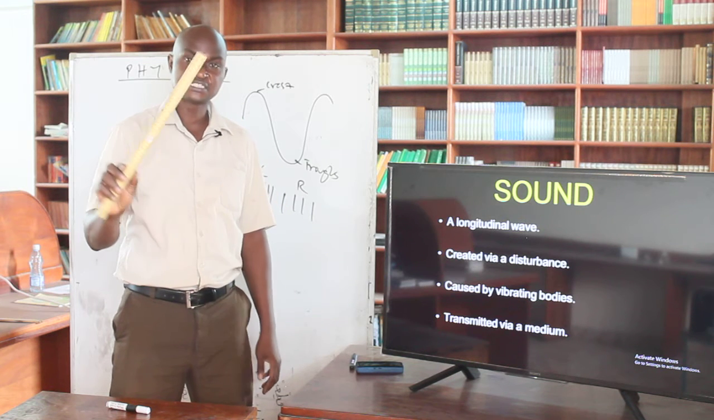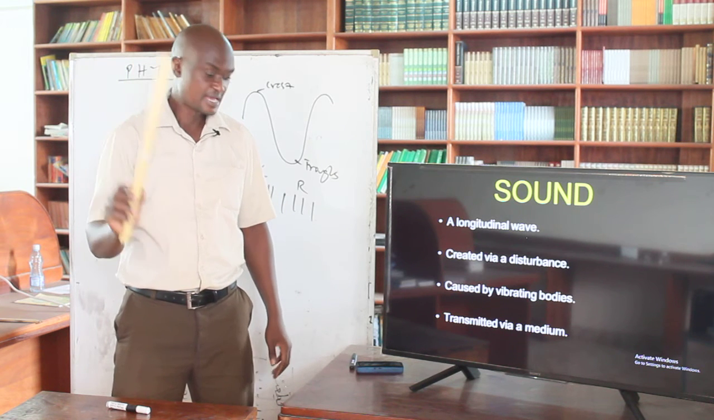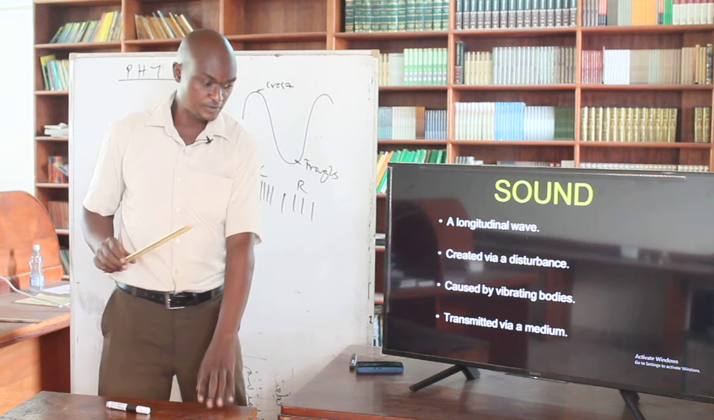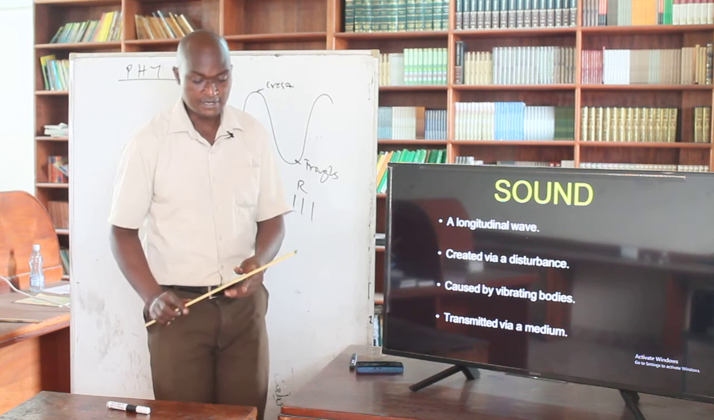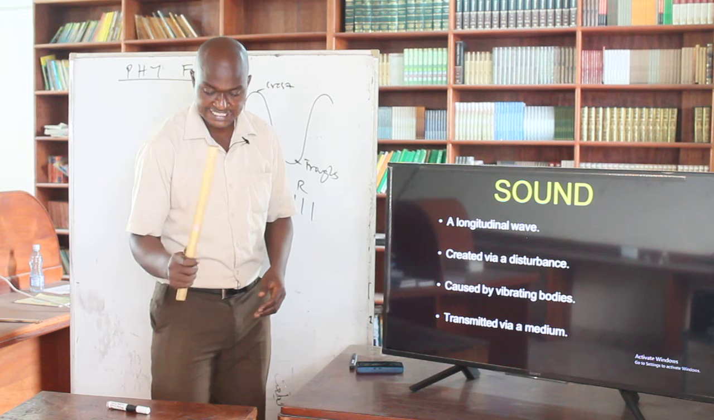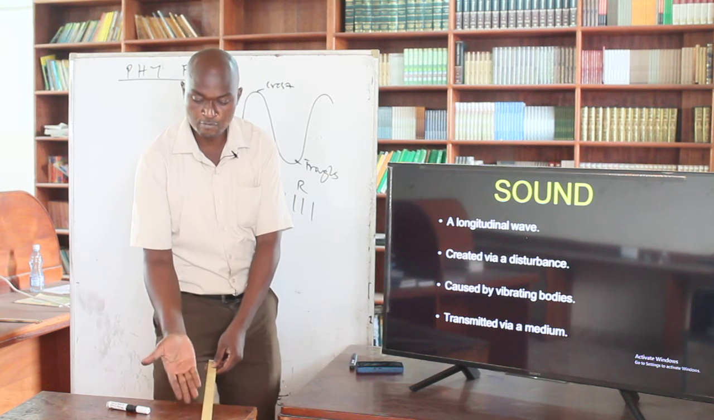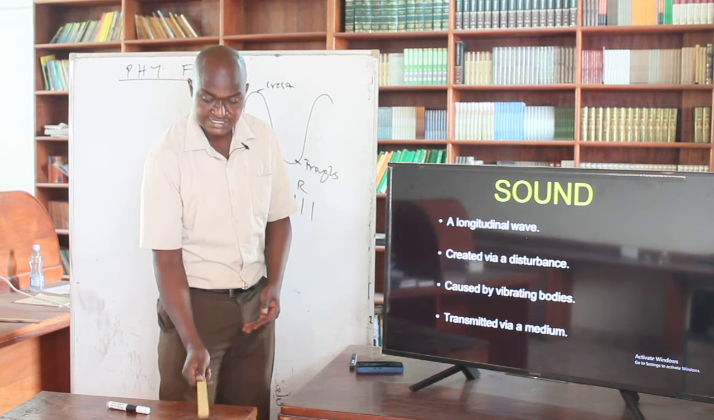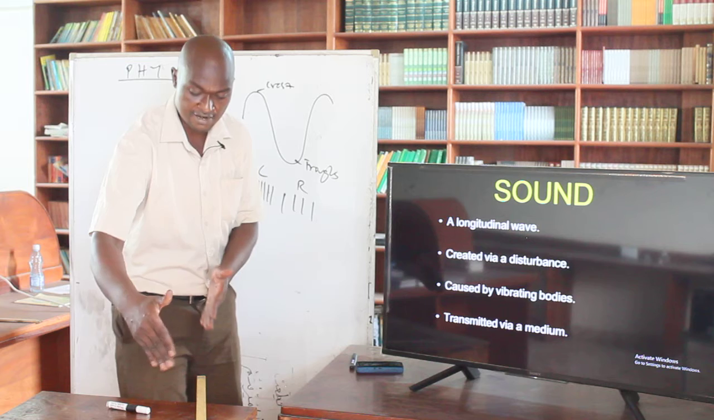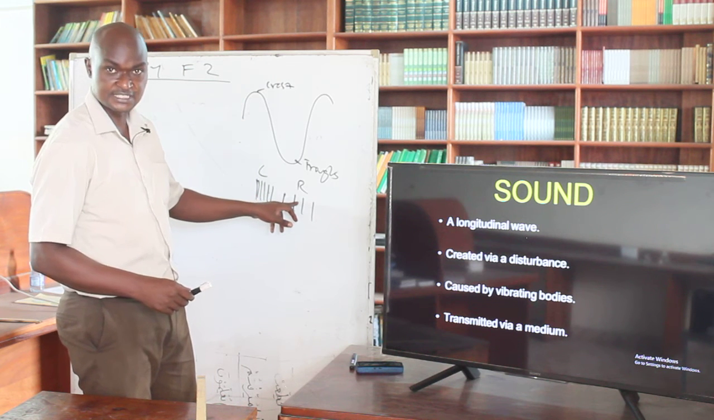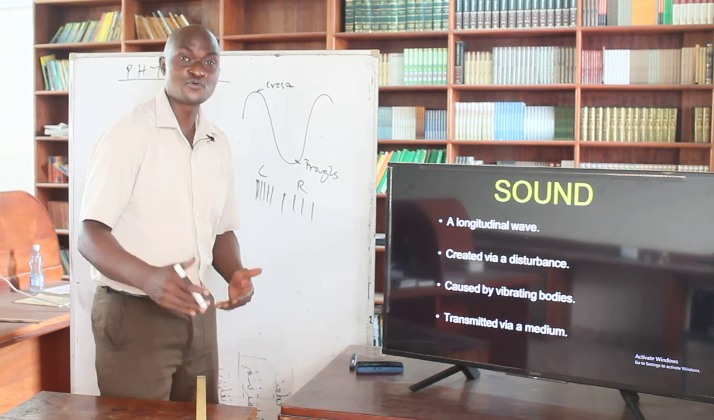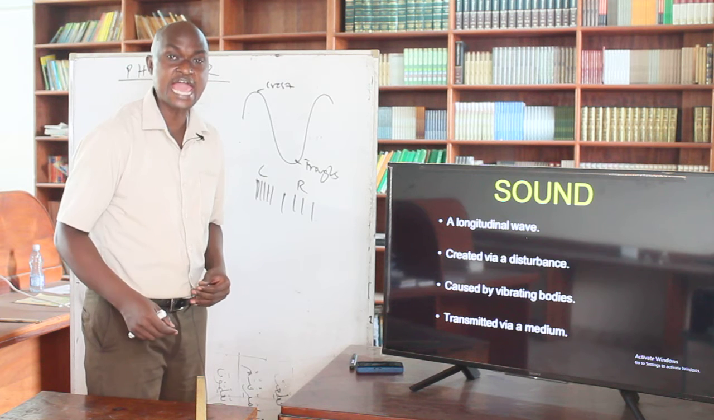Or if I use this half meter rule here, I hit the desk or the bench here. Sound is produced because the moment this hits here, it moves back and forth, and that disturbance causes the back and forth motion, which brings about the compressions and rarefactions. Then it is transmitted through a medium. In this case, the medium is air.